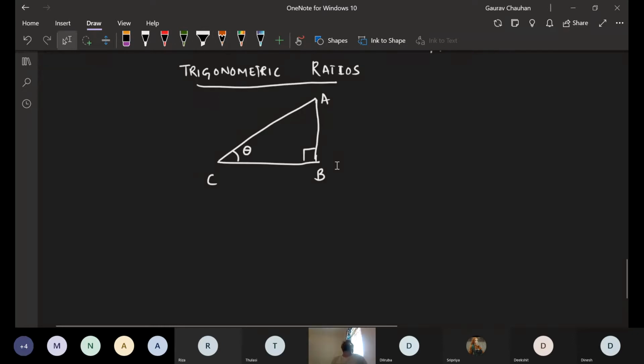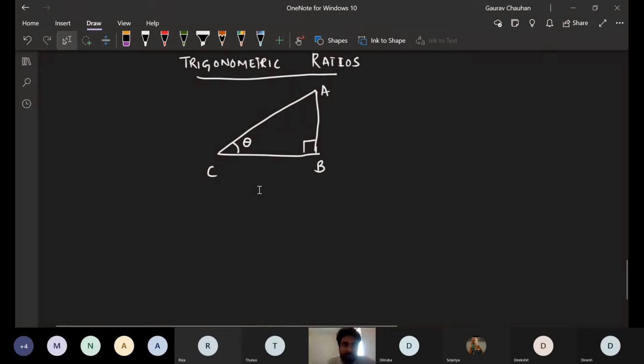Now, trigonometric ratios. I'm going to take the acute angle theta, and from this theta I'm going to find a few ratios. These ratios have certain names, and I'm going to write those names right now. You do not have to write anything, just listen. The first name is sine. The second name is cosine.